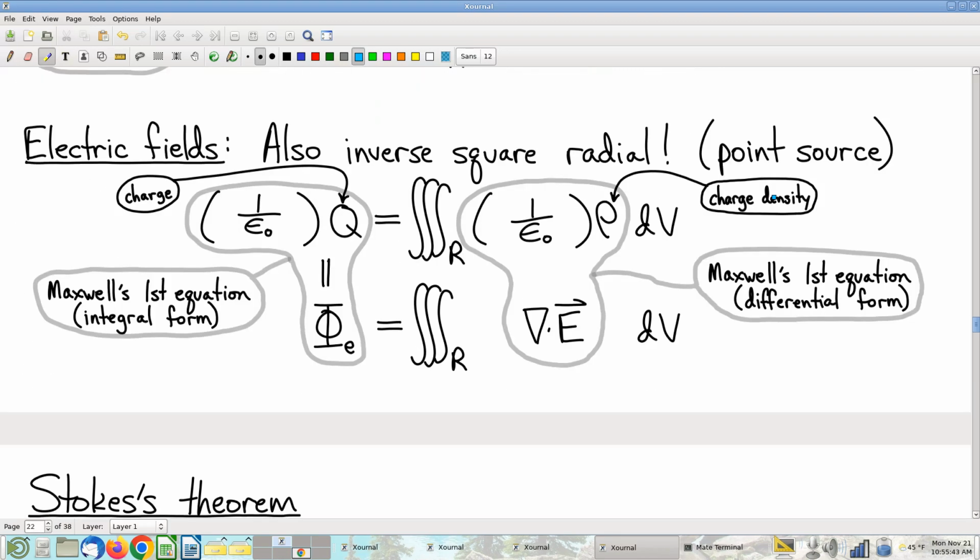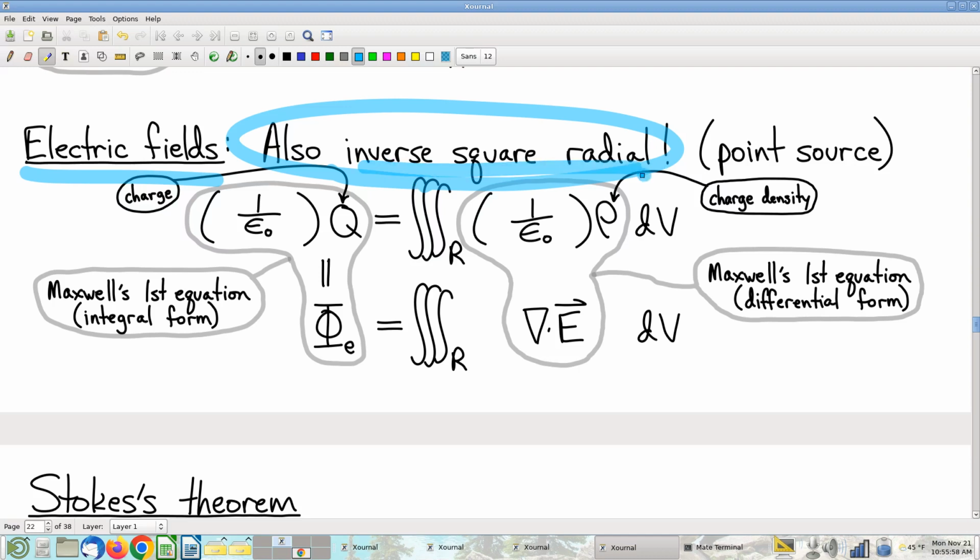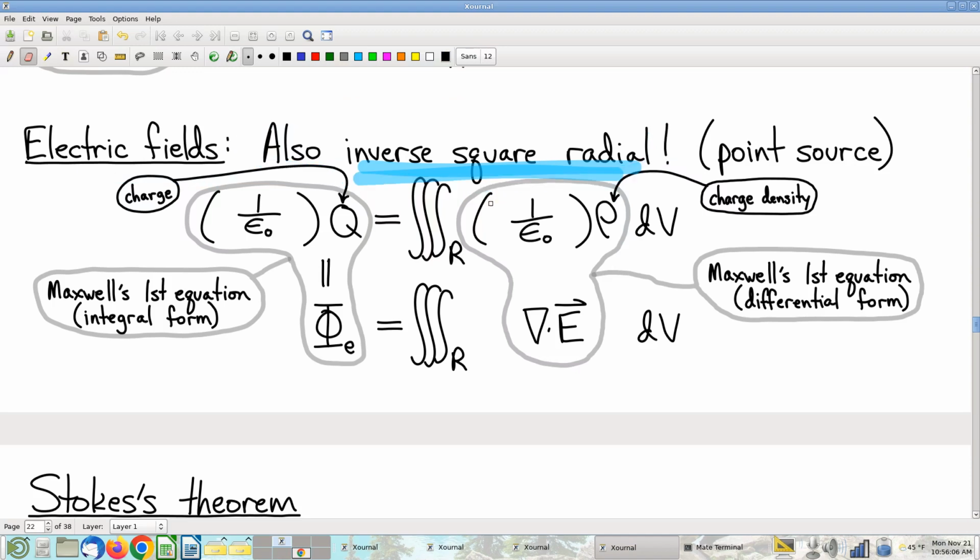Okay, electric fields. Here's the weird thing. Electric fields are also inverse square radial. So it's totally different physics, but it's exactly the same vector field. And so we get a lot of the same conclusions, right? So now this is physically different, but other than this constant here, which is included for sort of unit purposes, and again, equal on both sides, so that doesn't matter.